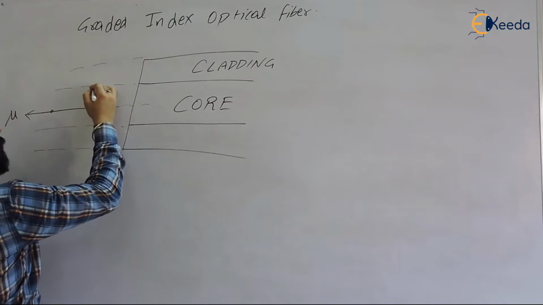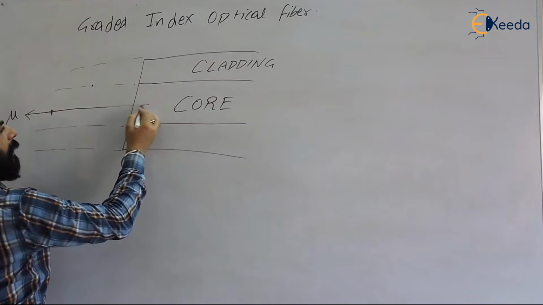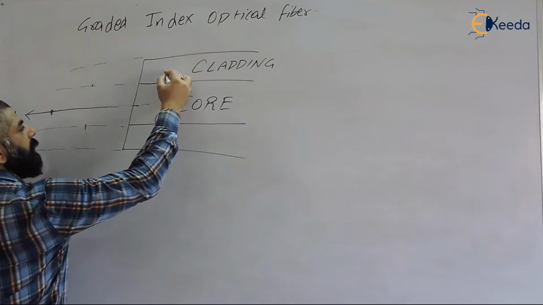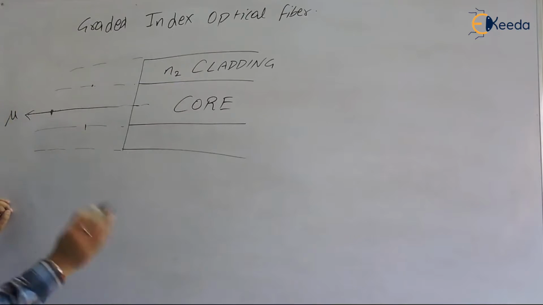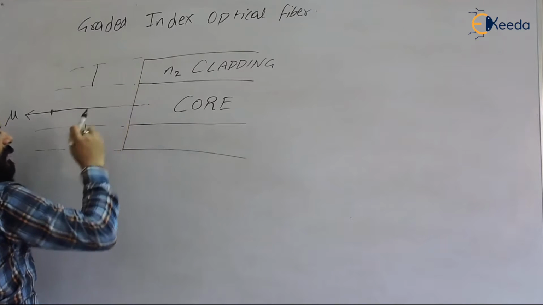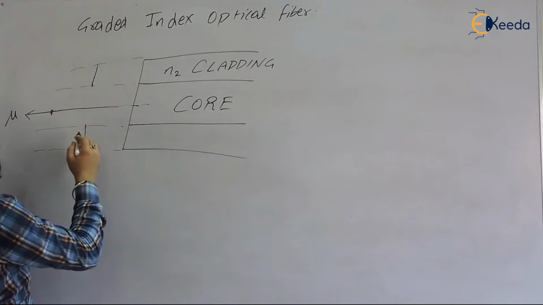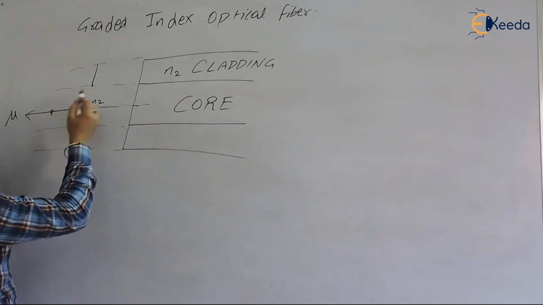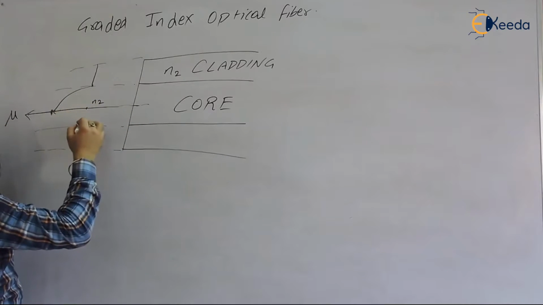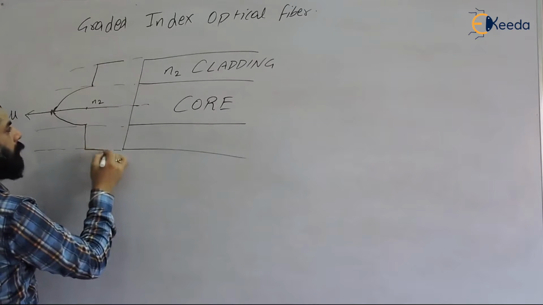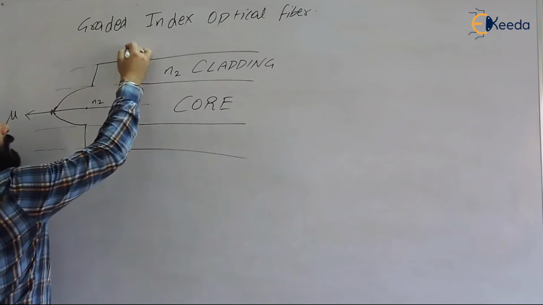The refractive index is maximum at the axis of the optical fiber and it decreases to a value, suppose N2. The refractive index of the cladding is constant, so from this distance to this distance, the refractive index is constant, equal to N2. But the refractive index of the core is not constant; it is decreasing. Whereas in step index optical fiber, the refractive index is constant. So this is the refractive index profile.